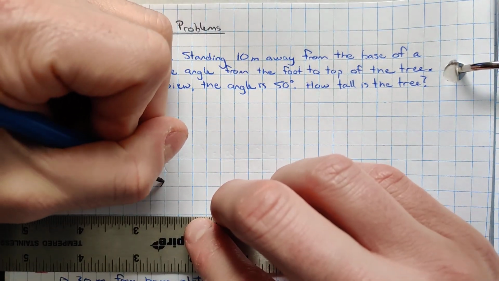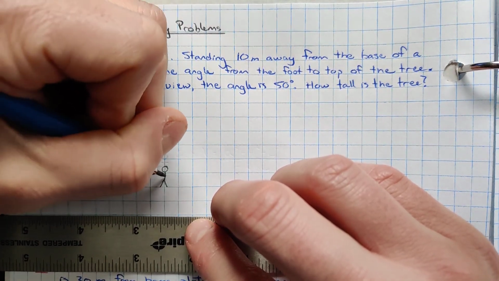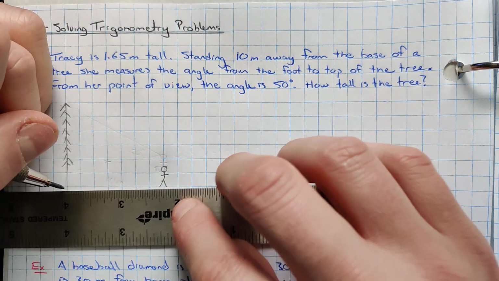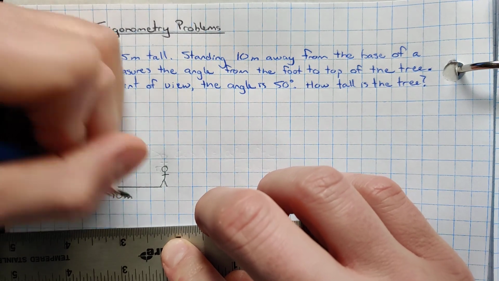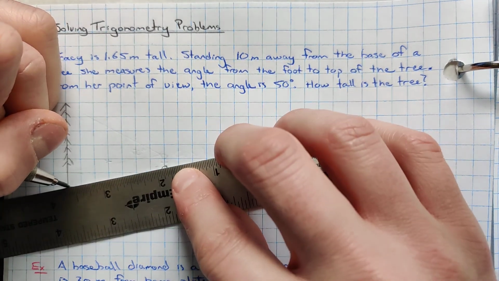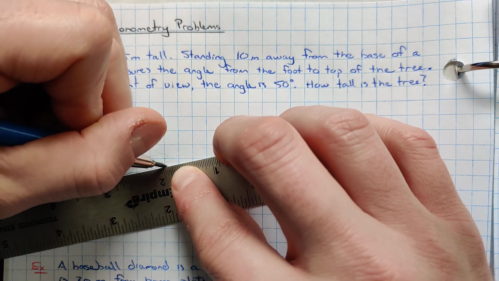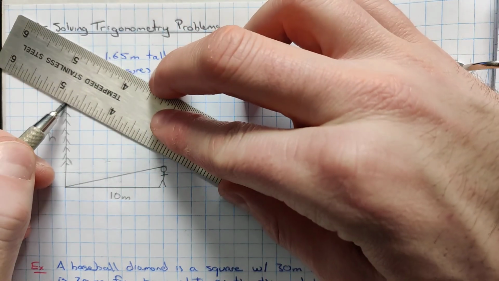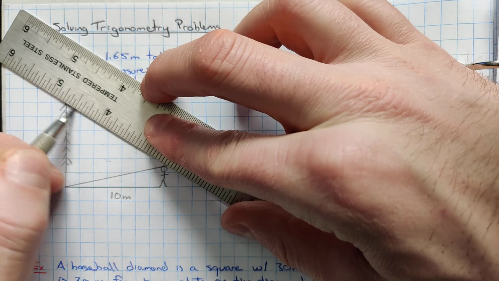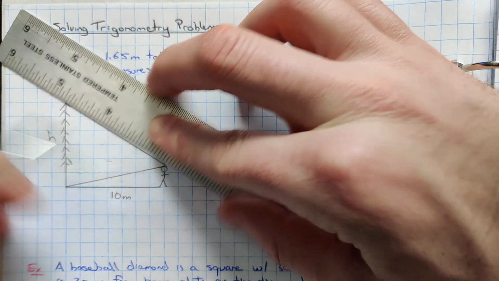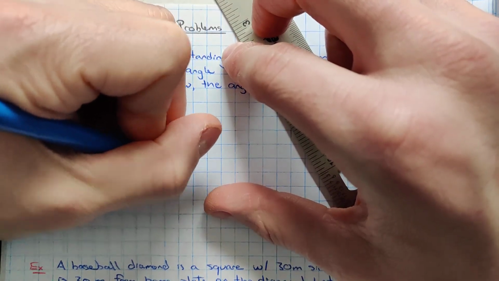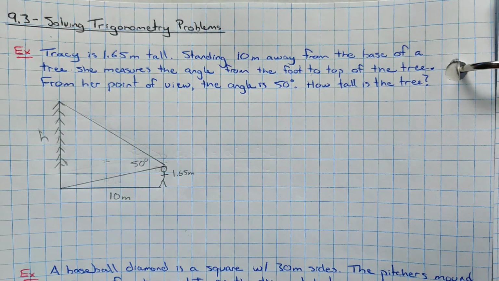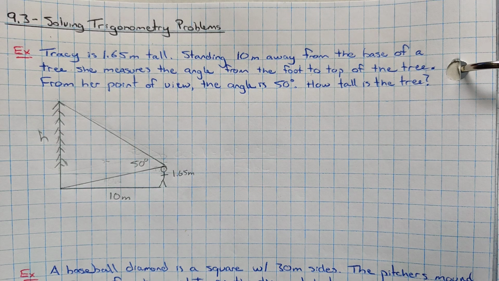Over here will be Tracy. And so she is 10 meters away. And then she measures from the bottom to the top of the tree. So from her point of view here, she's measuring out 50 degrees, and she is 1.65 meters tall. So now we can use this information here to find the height of the tree.